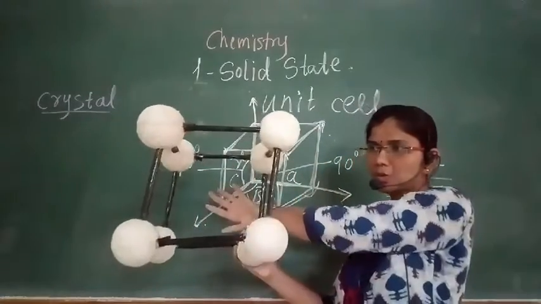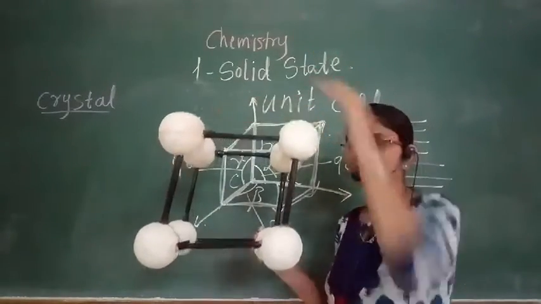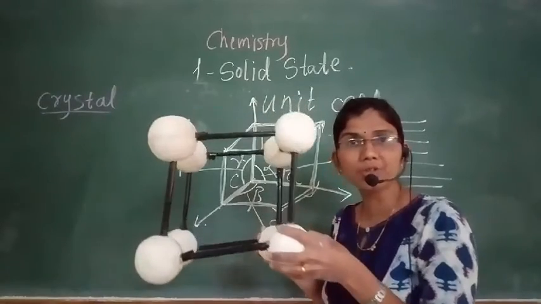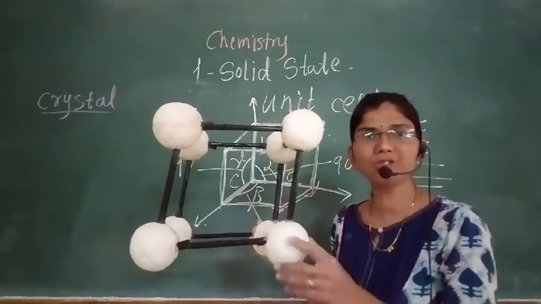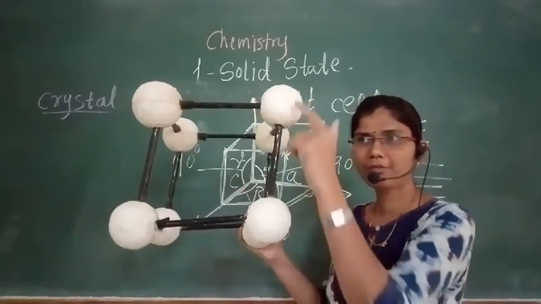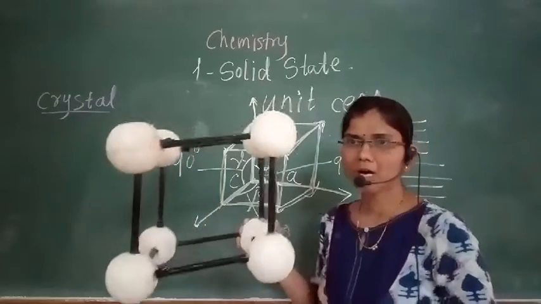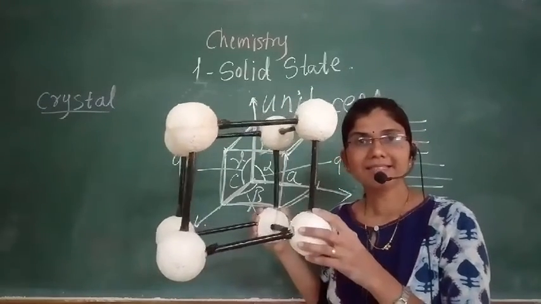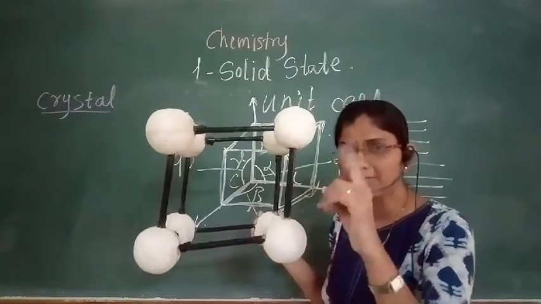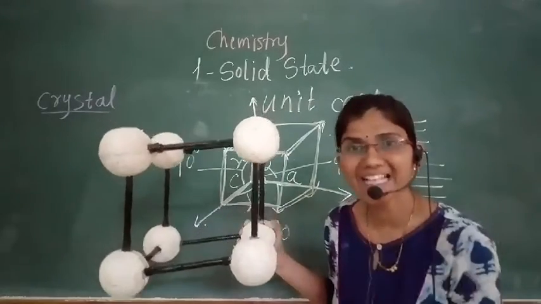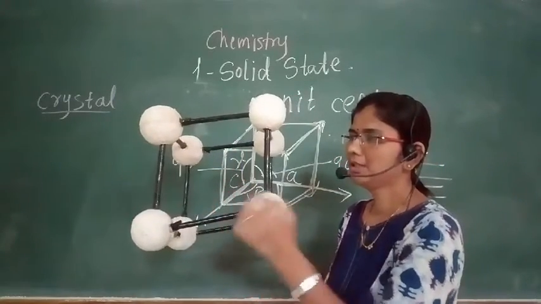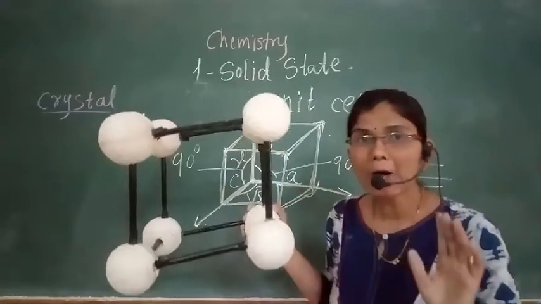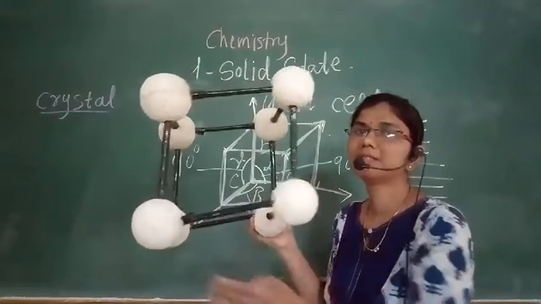So how many faces are present for this cube? 1, opposite 2, 3, 4, 5 and 6. So for one cubic unit cell there are 6 faces. How many corners are present for one cubic unit cell? 1, 2, 3, 4, 5, 6, 7, 8. There are 8 corners present for one cubic unit cell. And how many edges? 1, 2, 3, 4, 5, 6, 7, 8, 9, 10, 11, 12. So here 12 edges are present.